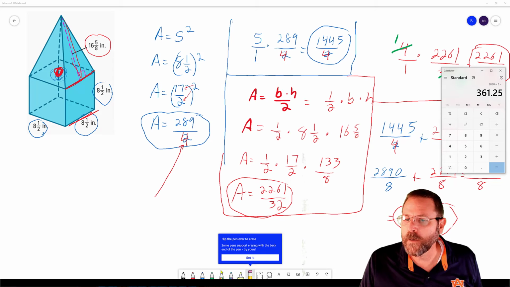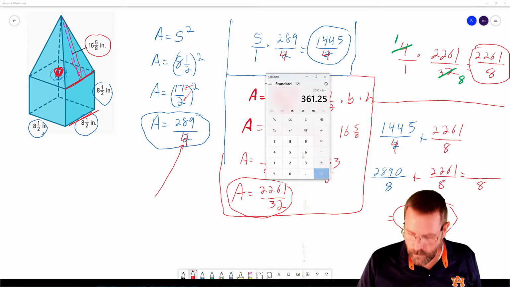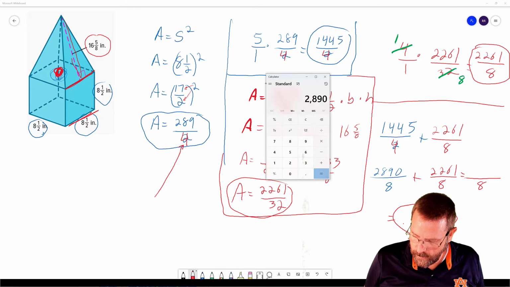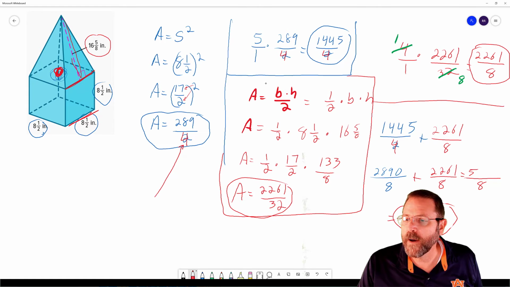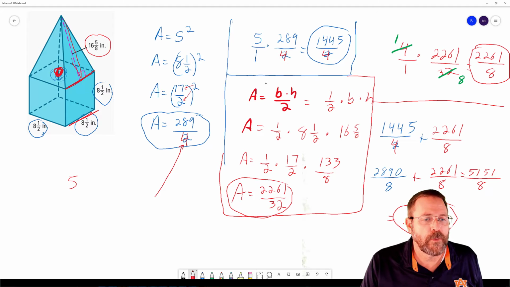So bring up my calculator. I now have 2,890 plus 2,261. So this is going to be 5,151 divided by 8. Redo that work.